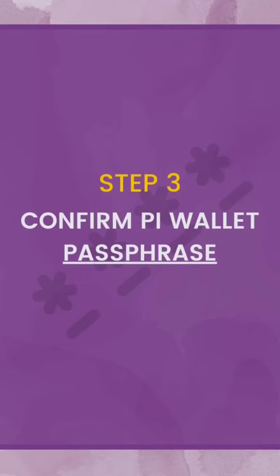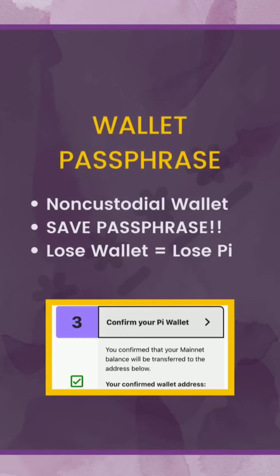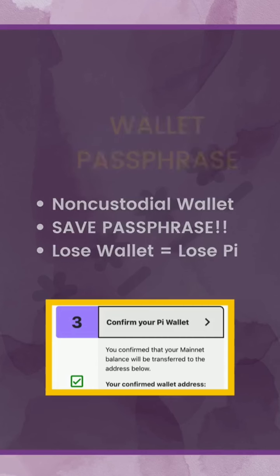Step 3. Confirm your Pi wallet. Your Pi wallet is non-custodial in nature, which means that Pi Network does not have records of your wallet passphrase, which is needed for you to unlock your wallet. Losing your wallet passphrase is thus akin to losing your entire wallet along with all assets inside.